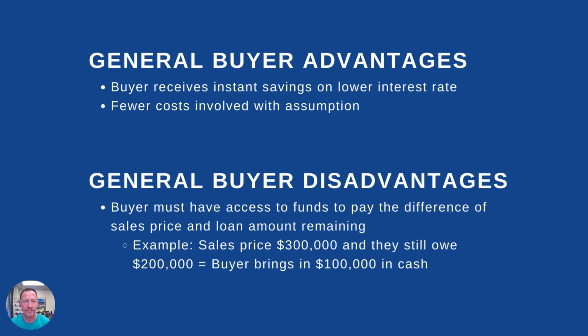General buyer advantages. Obviously, the buyer is going to receive that lower interest rate right away. Instant gratification. Fewer costs involved with the assumption than if you're doing a full mortgage transfer. Buyer disadvantages is the buyer is going to need to have access to some cash. Sometimes the buyers do not have access to these. So those are going to be some of the hurdles that have to be looked at from a buyer's aspect.